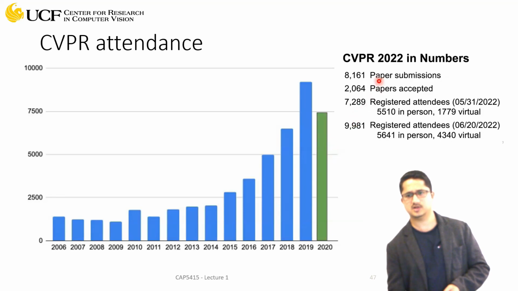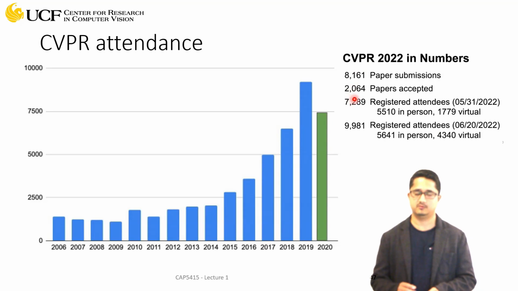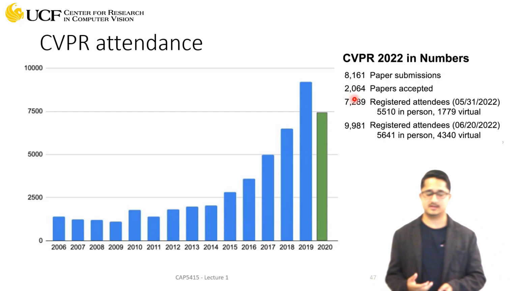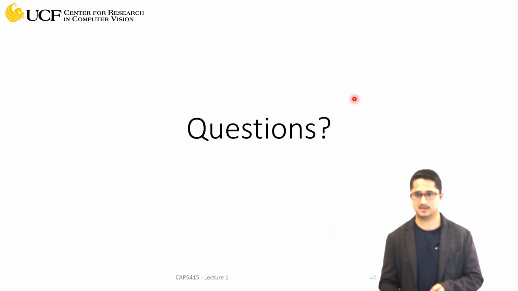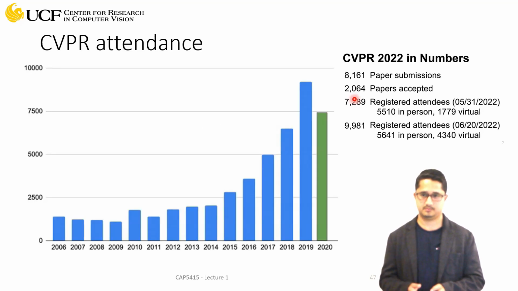And this year, I think it was a hybrid format. And you can see in person, still, I mean, there's COVID, but still 5,000 people attended. And roughly 4,000 were attending virtually. Okay, and again, 8,000 papers were submitted, 2,000 were accepted. So this gives an idea of how popular this thing is going to be. And you can see this plot, it's growing up.